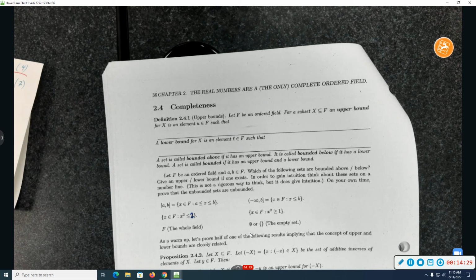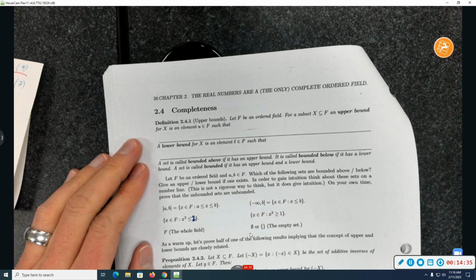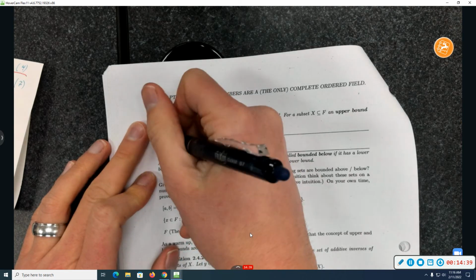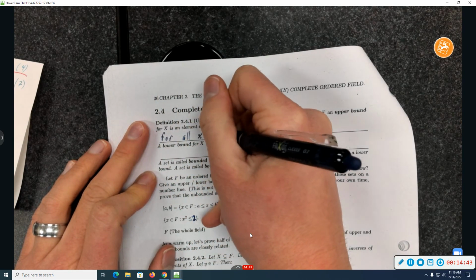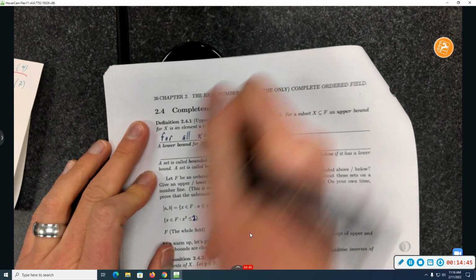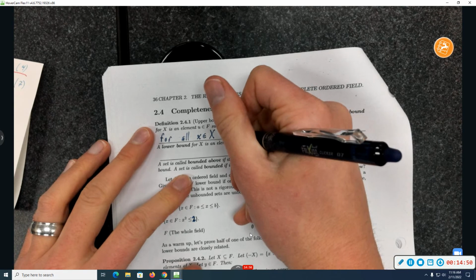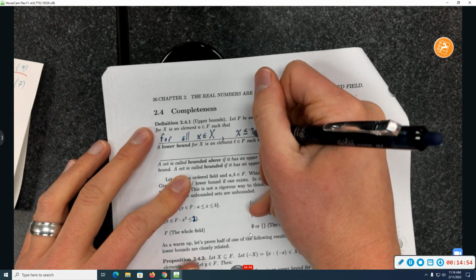Let's write down that definition. An upper bound is an element of that ordered field which is at least as big as everything in the set. So putting that into words, for all little x in big X, it doesn't matter what you call the element of the set, x is less than or equal to U.